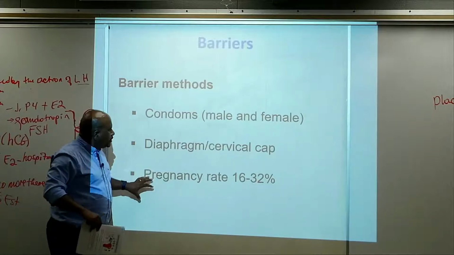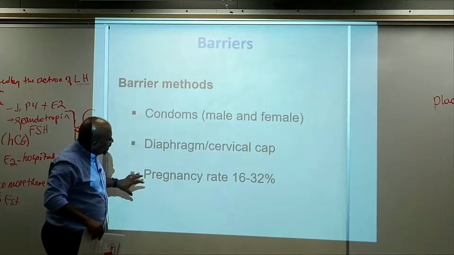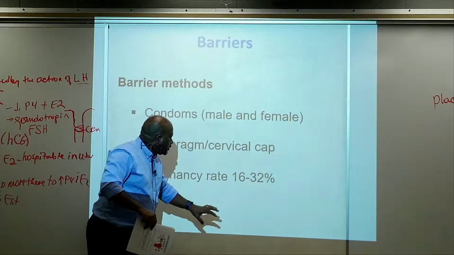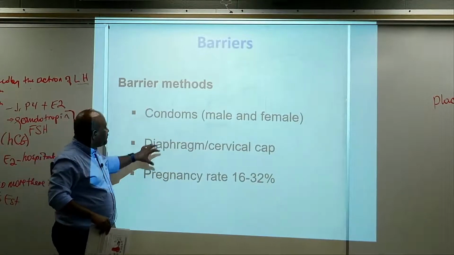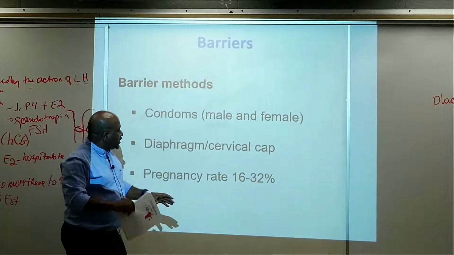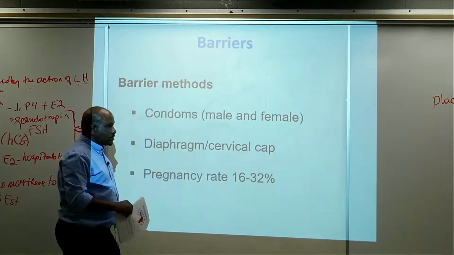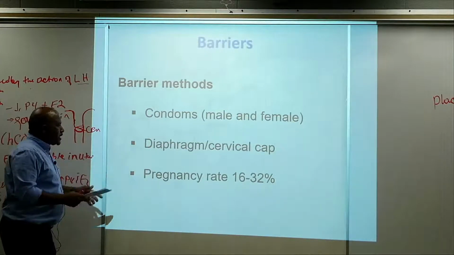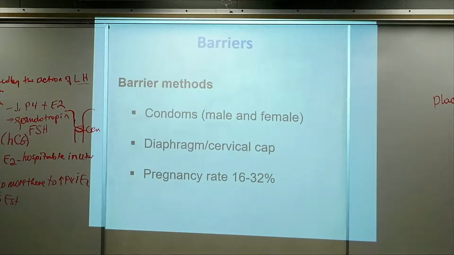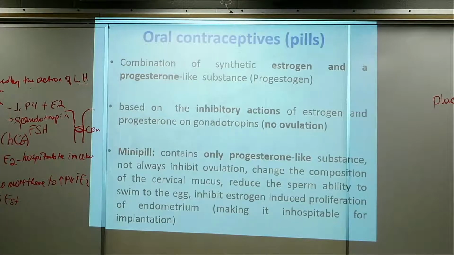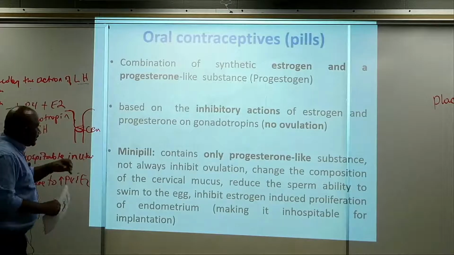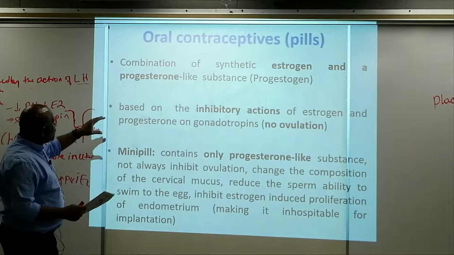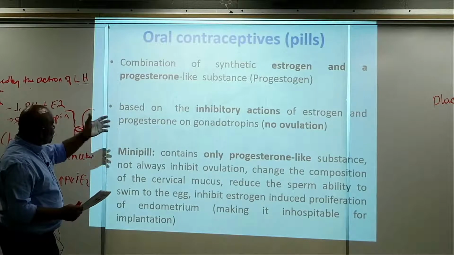And this is normally relatively low in efficiency. That means every year, of 100 people using different types of these barriers, 16 to 32% could get pregnant. So the efficiency of these barriers is around 70% in terms of preventing the establishment of pregnancy.